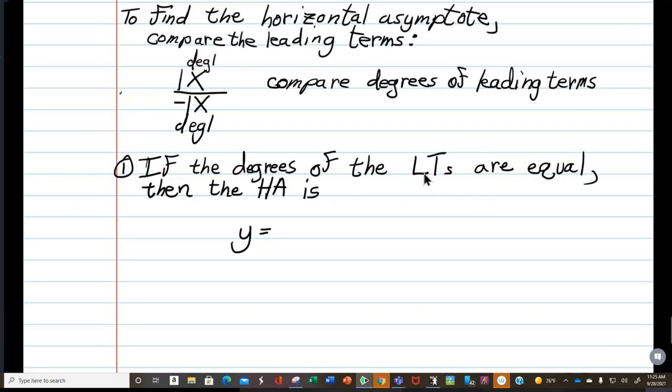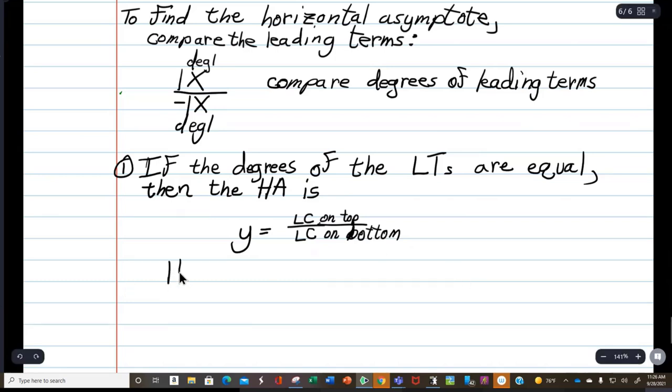Okay, so if the degrees of the leading terms are equal, then the equation of the HA is the leading coefficient on top, in the numerator, over the leading coefficient on the bottom, in the denominator. Now, what does that mean for us? It means that the equation of the HA is y equals 1 over negative 1, which is negative 1.